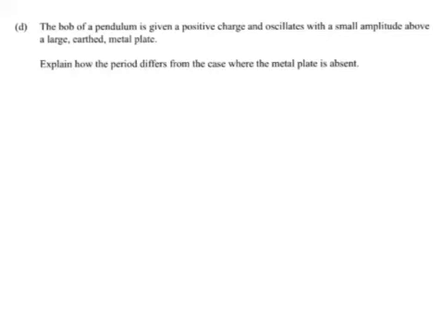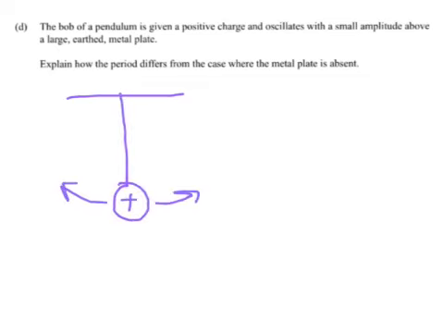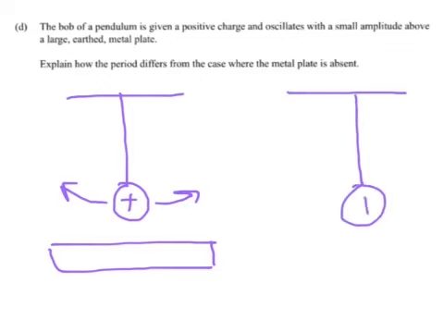Question D. The bulb of a pendulum is given a positive charge and oscillates with a small amplitude above a large earthed metal plate. Explain how the period differs from the case where the metal plate is absent. So, two cases. You've got a pendulum bob that's charged, oscillating back and forth, above a large earthed metal plate. The other case, pendulum still positively charged, but this time it is not above a metal plate. So we're trying to compare the two and explain how the period differs.